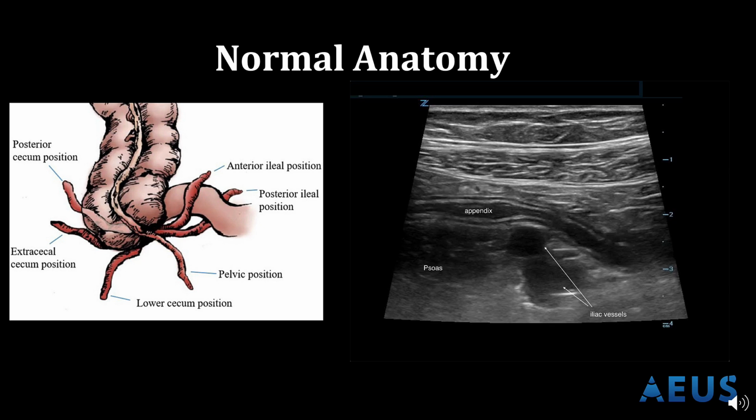On the right of the image, you can see an ultrasound appearance of the appendix, and in this case, it's above the iliac vessels. And you can also see psoas lying in the left, more deeper part of the ultrasound image.